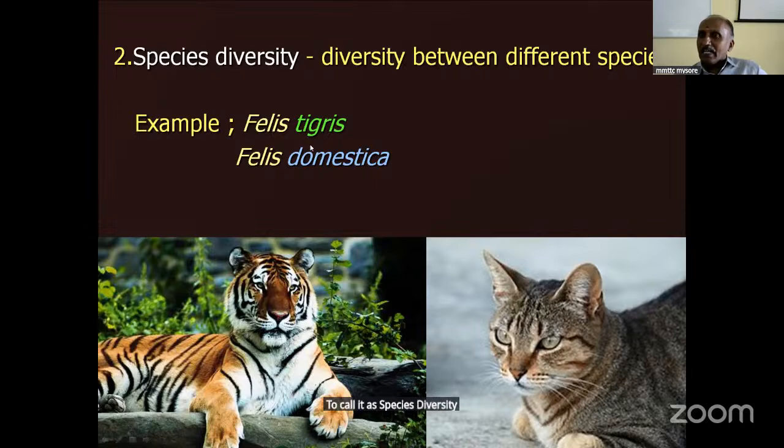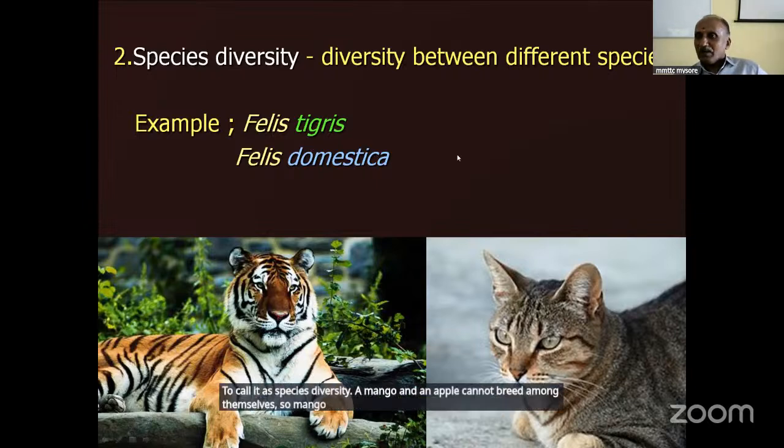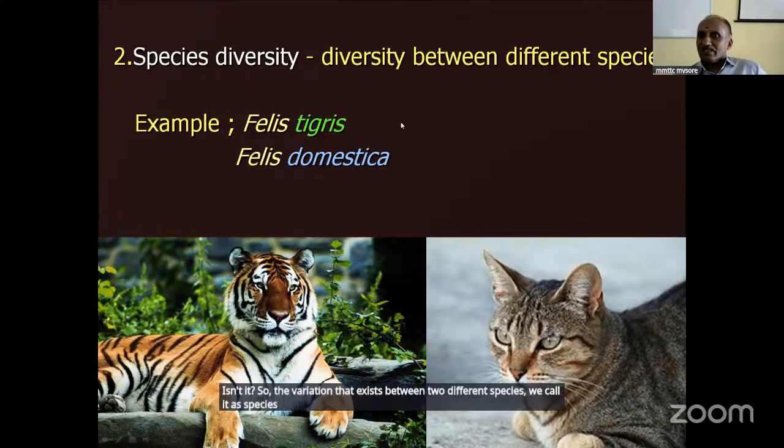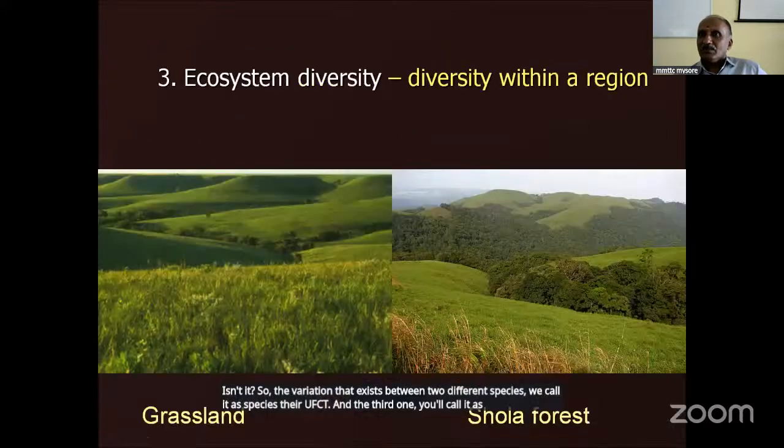A mango and an apple cannot breed among themselves. So mango is different, apple is different, isn't it? The variation that exists between two different species, we call species diversity. And the third one, you call ecosystem diversity.